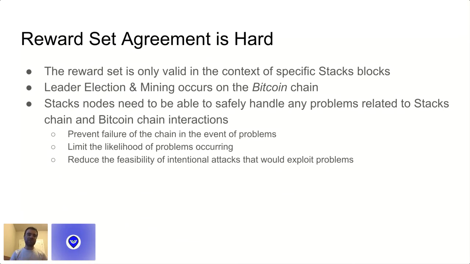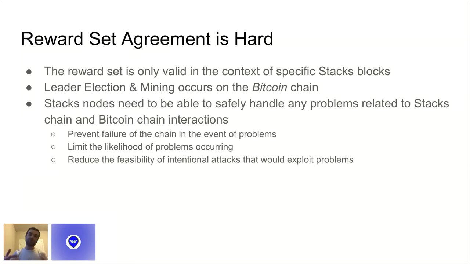However, this leader election and mining process is all occurring on the Bitcoin chain. So Stacks nodes that are trying to validate this leader election and all of the mining that's occurring need to be able to safely handle any of the problems related to interactions between the Stacks chain and the Bitcoin chain. So in proof of burn, the only things you're really worried about are Bitcoin forks, because those would impact who won different sortitions or different leader elections.